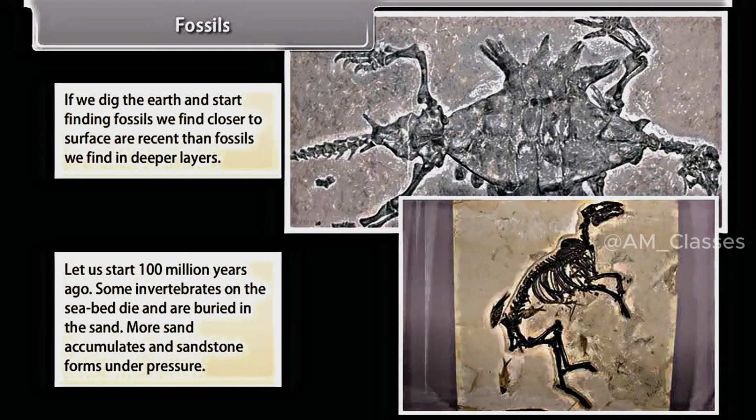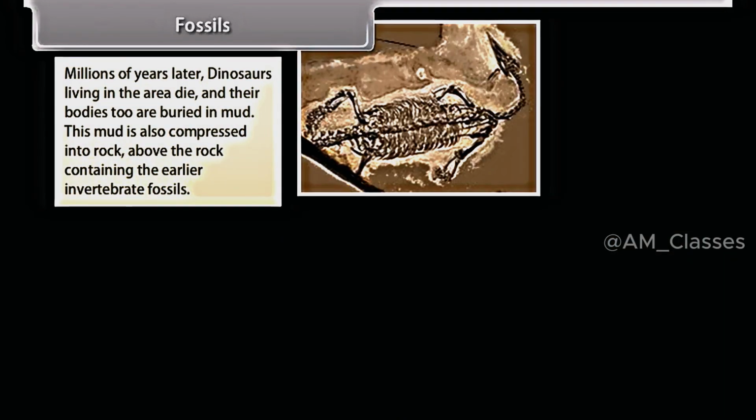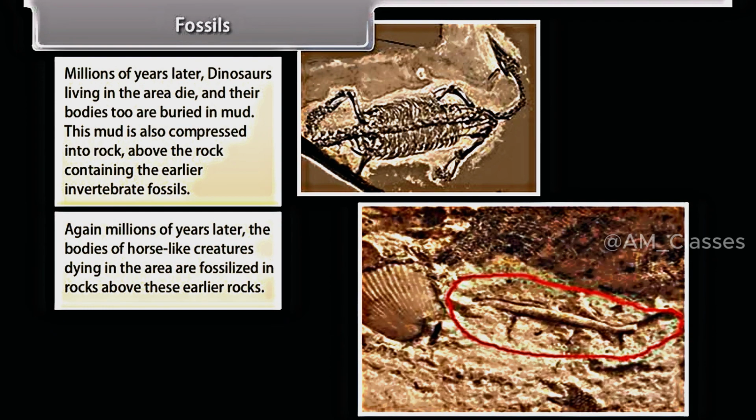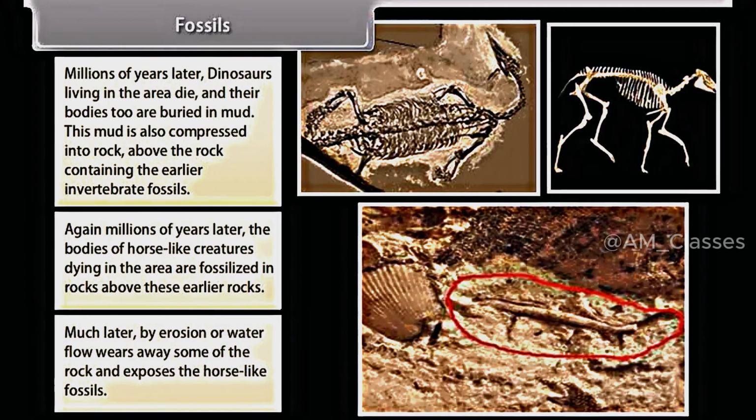Some invertebrates on the seabed die and are buried in the sand. More sand accumulates and sandstone forms under pressure. Millions of years later, dinosaurs living in the area die and their bodies too are buried in mud. This mud is also compressed into rock above the rock containing the earlier invertebrate fossils. Again, millions of years later, the bodies of horse-like creatures dying in the area are fossilized in rocks above these earlier rocks. Much later, erosion or water flow wears away some of the rock and exposes the horse-like fossils.